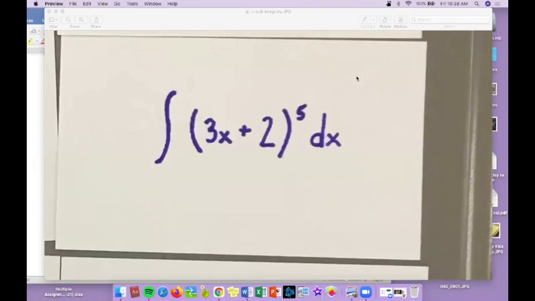10 seconds, go. All right, we're using the power rule. Something to the 5th. That something, that 3x plus 2, its derivative is 3, so we need the 3 somehow in the integrand. So we'll put the 3 in, we'll balance it by multiplying by 1/3. So our antiderivative is going to be 1/3 quantity, 3x plus 2 to the 6th over 6 plus c.